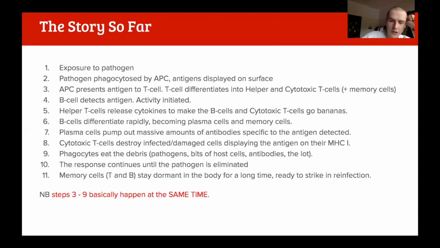And then, of course, the final step is that our memory T and B cells stay in our body for a long, long time. They stay in circulation, ready to strike again in case of reinfection. But please note that steps 3 to 9 are basically all happening at the same time. It's not necessarily as neatly chronological as we've said here.